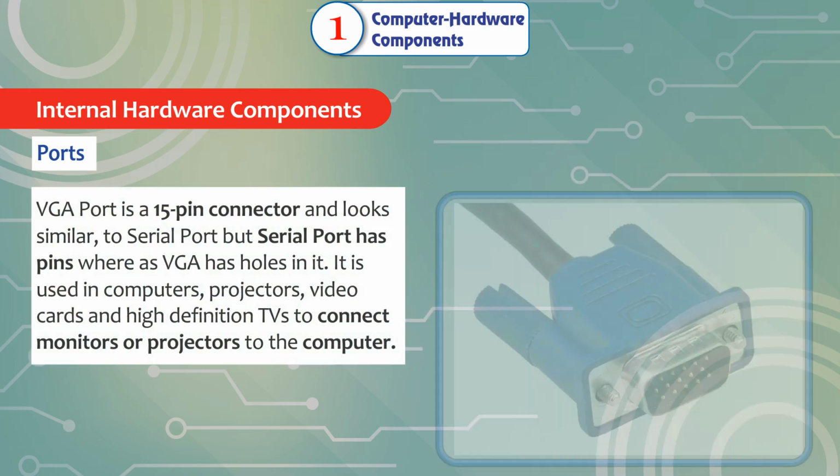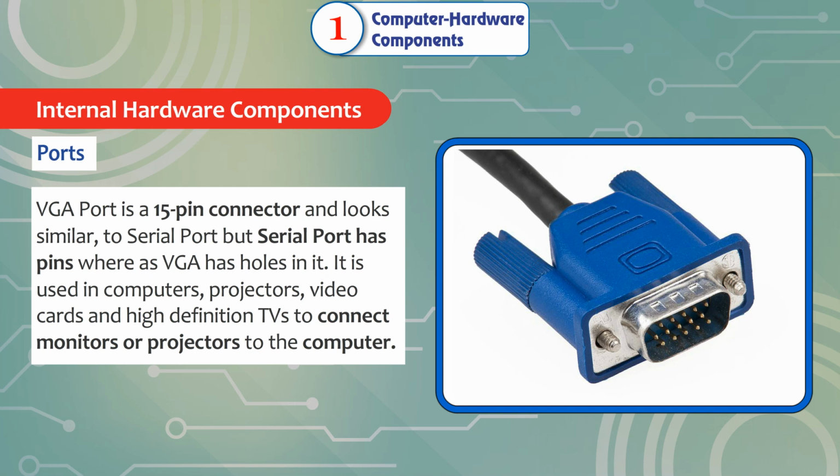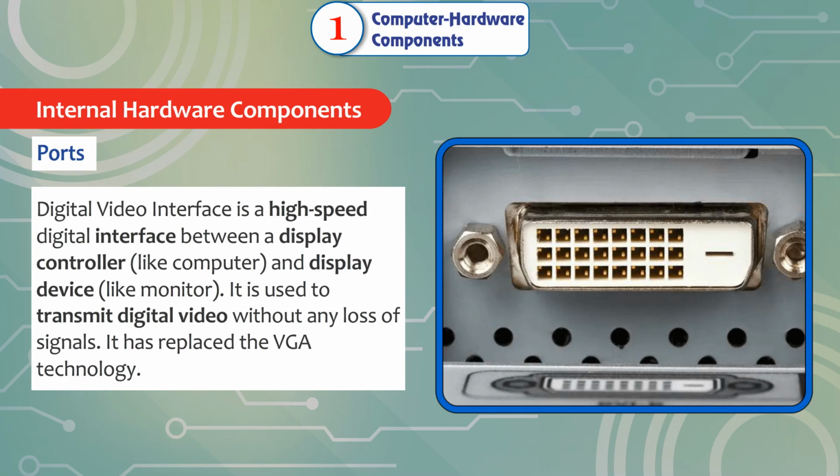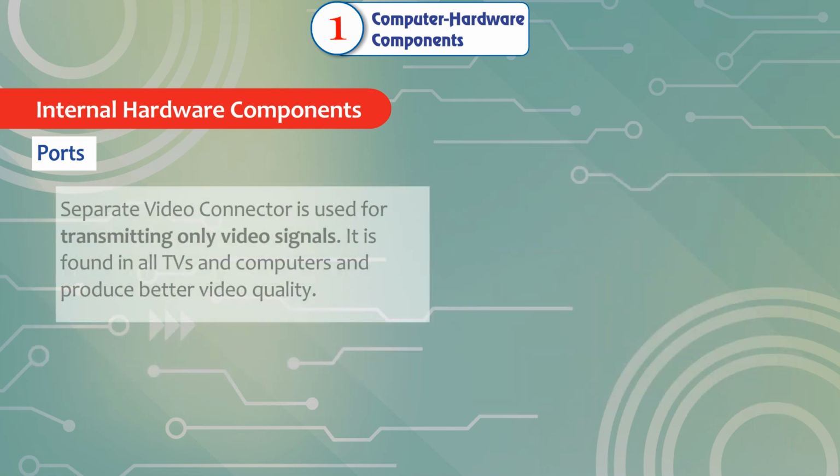to the computers. VGA port is a 15-pin connector and looks similar to the serial port, but the serial port has pins whereas VGA has holes in it. It is used in computers, projectors, video cards, and high-definition TVs to connect monitors or projectors to the computer. Digital video interface is a high-speed digital interface between a display controller like a computer and a display device like a monitor. It is used to transmit digital video without any loss of signals. It has replaced the VGA technology.